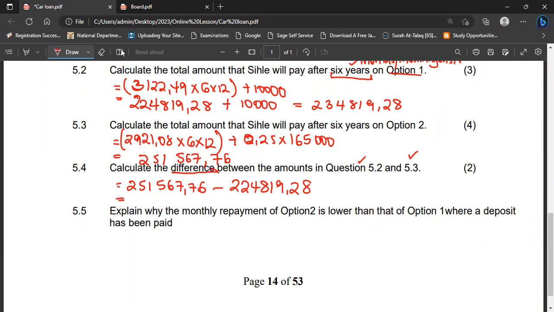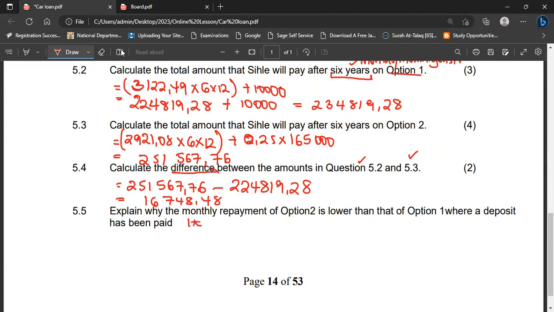So we have our answer as 16,748 rands, 48 cents. That's the difference. Then they say, explain the monthly repayment of option 2. Explain why the monthly repayment of option 2 is lower than option 1 where the deposit has been paid.